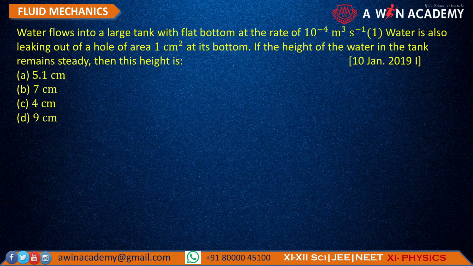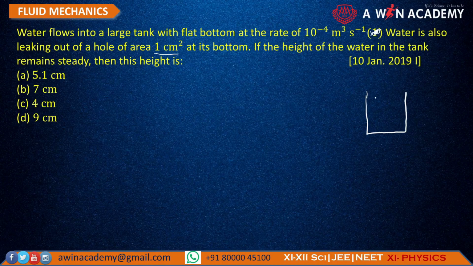In this question, the data is given like water flows into a large tank with a flat bottom at the rate of 10 raised to minus 4 meter cube per second. Water is also leaking out of a hole of area 1 centimeter square at its bottom. If the height of the water in the tank remains steady, then this height is. So this is also a good problem. Let's see how it will be solved.